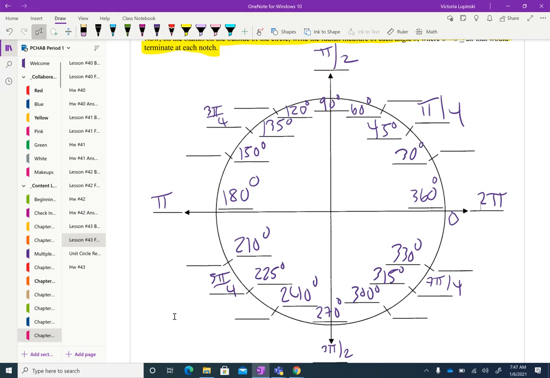Okay, so then finally, now that we know that 30 is equal to pi over 6, we're going to go around and count each of those tick marks as pi over 6, and we're going to reduce where possible. So 1 pi over 6, then this would be 2 pi over 6, but 2 pi over 6 reduces to be pi over 3. At the top would be 3 pi over 6, which reduces to pi over 2. Then this would be 4 pi over 6, but that reduces to 2 pi over 3. That would make this 5 pi over 6.